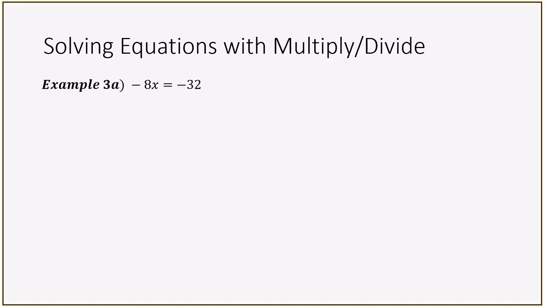Okay, moving on to multiplication and division. Here I have negative 8x is equal to negative 32. And just like with the last slide, the opposite of addition was subtraction. The opposite of subtraction was addition. Here, the opposite of multiplication is division. So I'm going to divide both sides by negative 8. And I'm left with x is equal to 4.